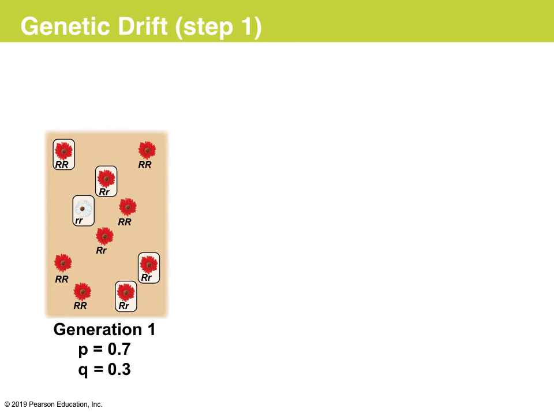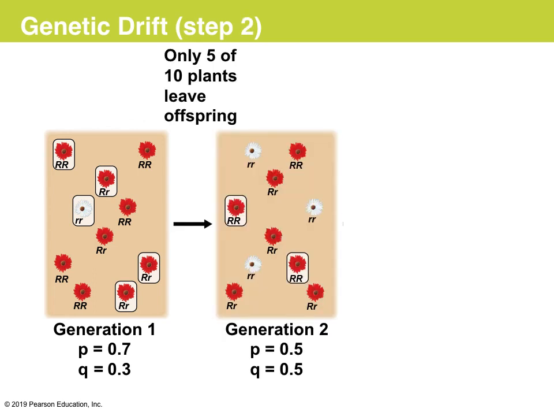So something happens, a tree falls, a rock gets dropped somewhere. Something happens that wipes out most of the plants so that only 5 survive and leave offspring, right? So you look at the second generation, and now we see the P and Q ratio is now 50-50, right? Because you lost a bunch of the reds, and again, this was random, nothing chose it, but just because of whatever happened to these flowers, only 5 left offspring.